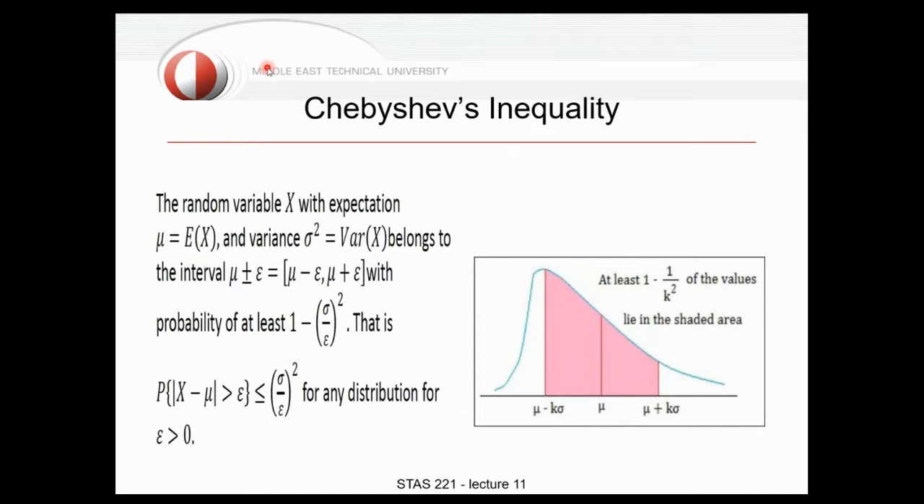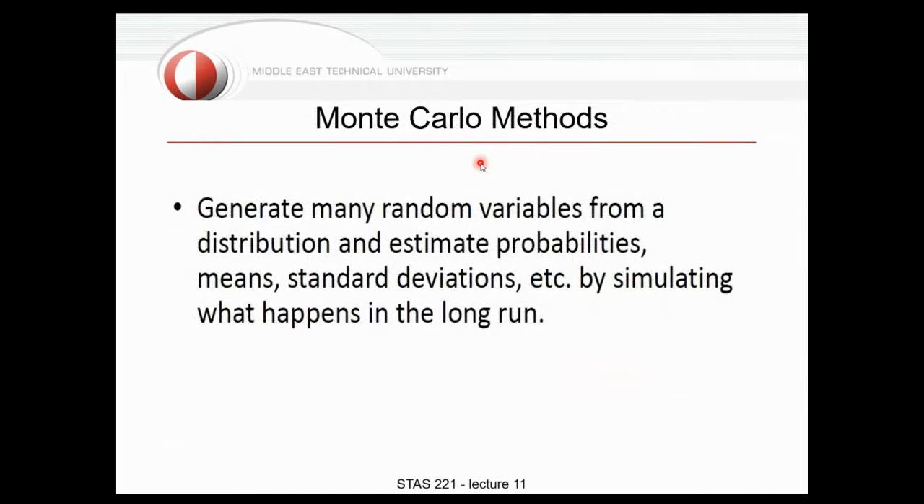And to know that, we should know about Chebyshev inequality first. In this inequality, you can see it depends on the mean and variance of your population and a number which is a positive one. Okay, so look at this slide very carefully, and then after that we can go through Monte Carlo methods. So there are different methods that follow this approach. Well, what is it exactly? In this approach, we generate many random variables from a distribution and estimate probabilities, means, standard deviations by simulating what happens in the long run.